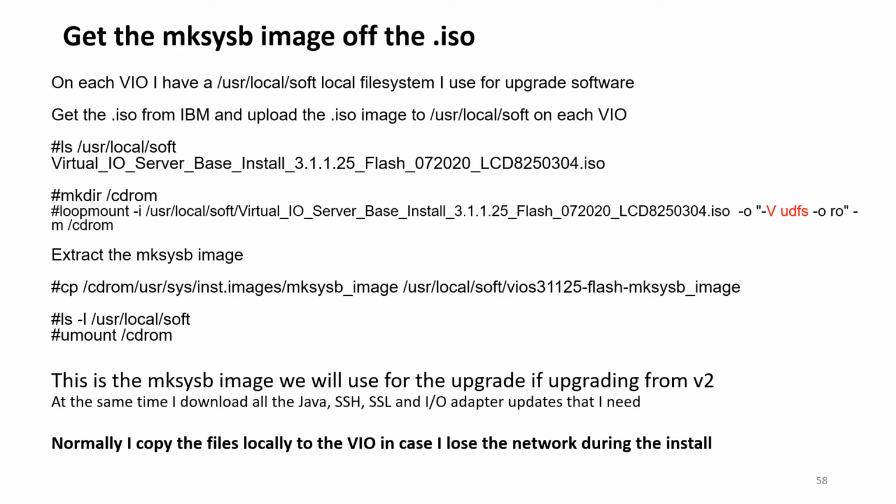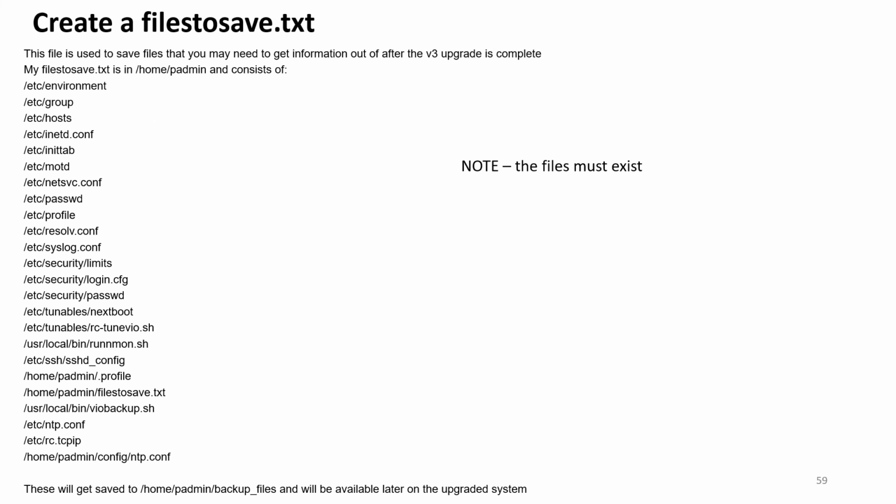So I've talked before about getting the mksysb image off the ISO, and this is how you do the actual copies. And I always copy that locally to the VIO just in case I lose the network during the install. This is a list of the files that I think are important for me to save. So I actually create this file in /home/padmin, and they will end up in home padmin backup files after the upgrade. And when I run the version 3 upgrade, I actually tell it to use that file to make sure that it saves files that I care about. Those files must exist or your upgrade will fail.